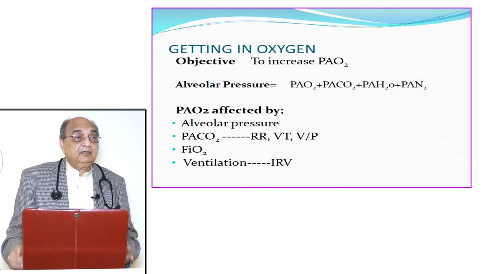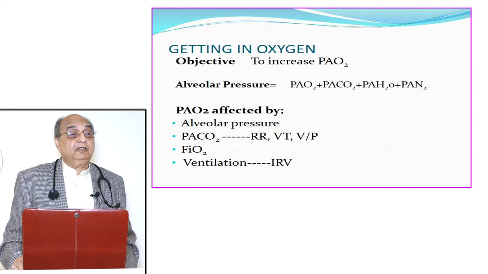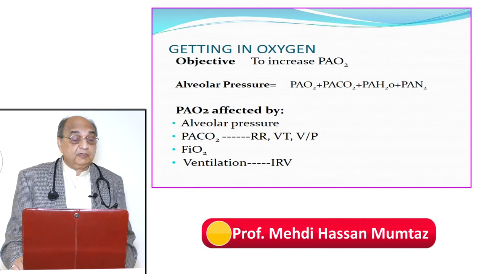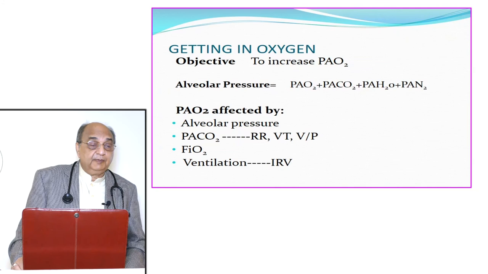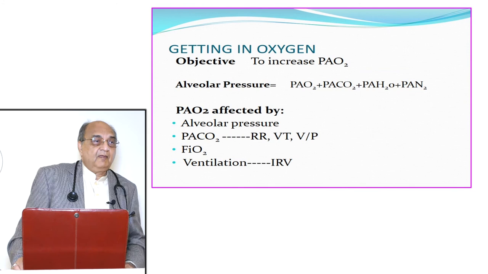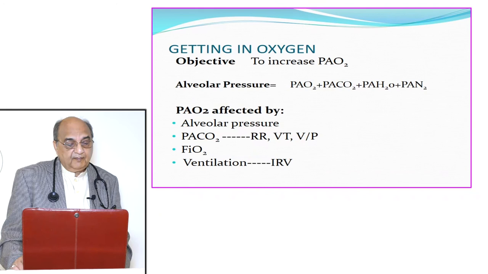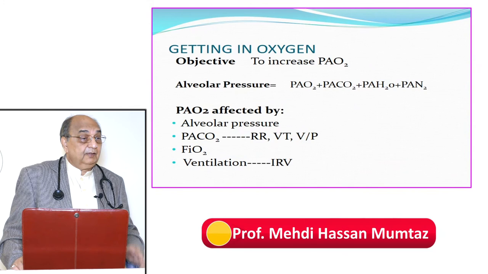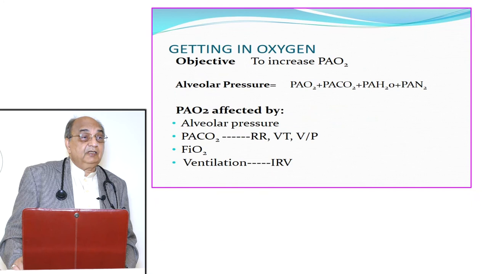Out of that, the partial pressure of oxygen is very important, because under this partial pressure, oxygen will diffuse through the alveolar capillary pathway into the blood and will be delivered to the tissues subsequently. Now, this partial pressure of oxygen in the alveoli is affected by the alveolar pressure. Because the greater the pressure, the greater will be the pressure difference between the partial pressure of oxygen in the alveoli and the partial pressure of oxygen in the blood. So, in addition to physical properties and diffusing capacity, this oxygen will go into the blood. Then it also depends on how much is the partial pressure of carbon dioxide in the alveoli, because carbon dioxide will dilute the oxygen which has been delivered from the atmosphere to the alveoli.